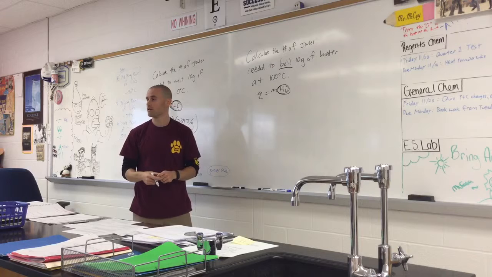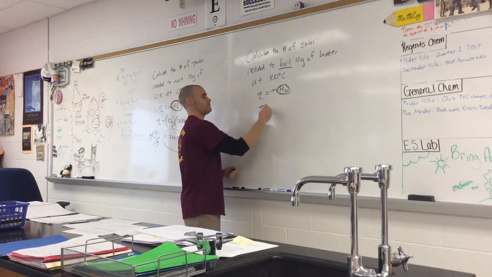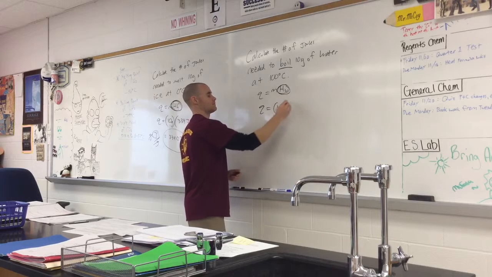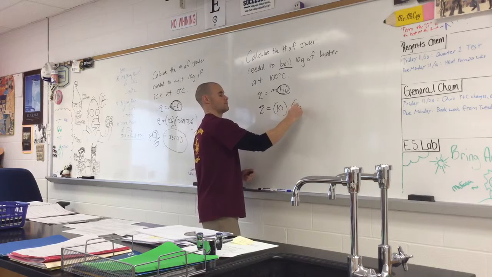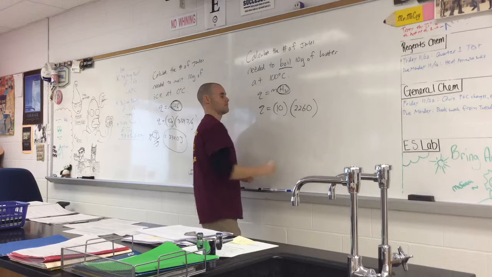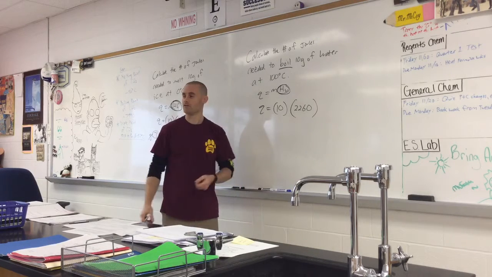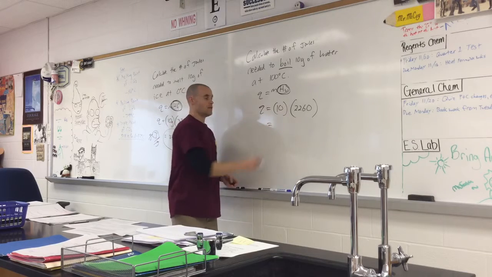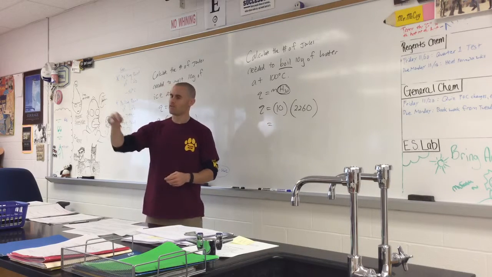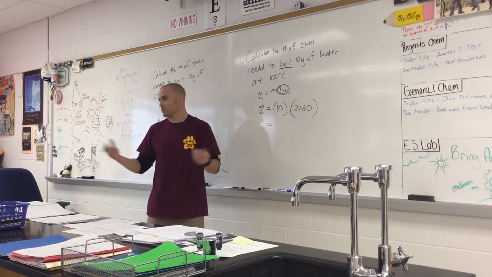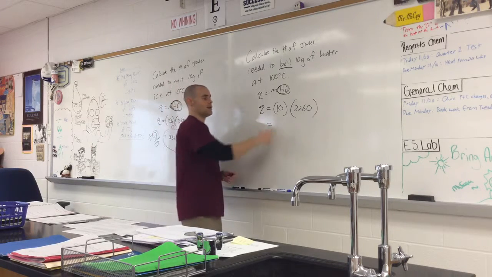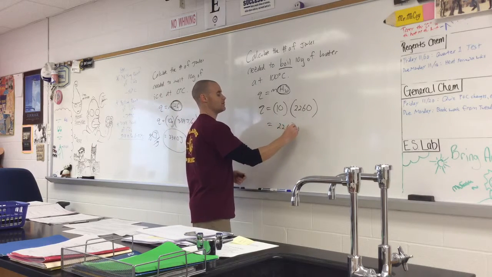Who can set this one up for me? Go ahead, Shane. Q equals 10 times 200, or 2,251, or that. This one because it's from the reference tables. So if you didn't, that's okay. But use the reference tables from now on just because that's what you're going to have on tests in the Regents and stuff. So that's 22,600 joules.